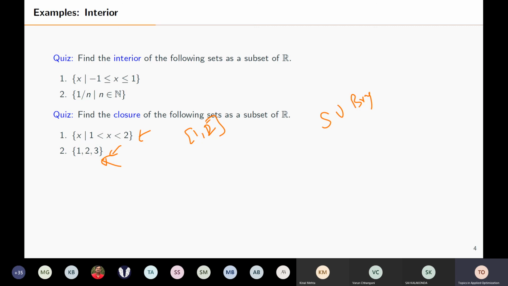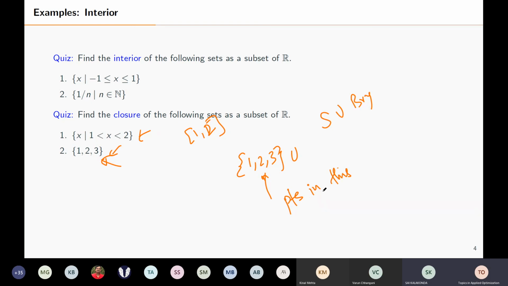So this set union 1, 2, 3, and union all the boundary points of this set. So what are the boundary points of this set? What are the boundary points? So what are the points in this set? 1, 2, 3 are itself the boundary points, right?